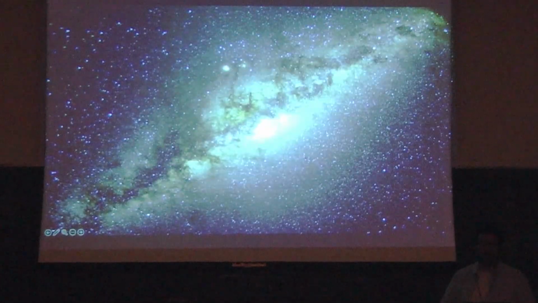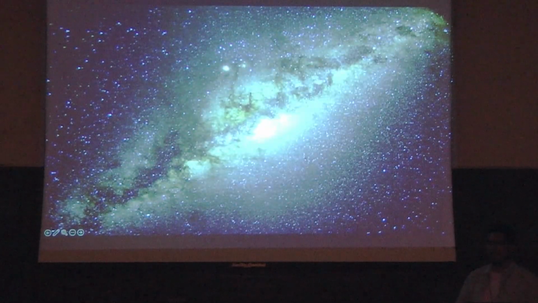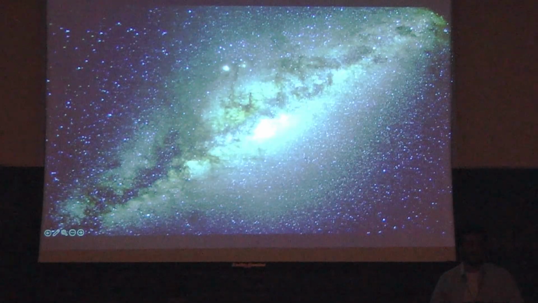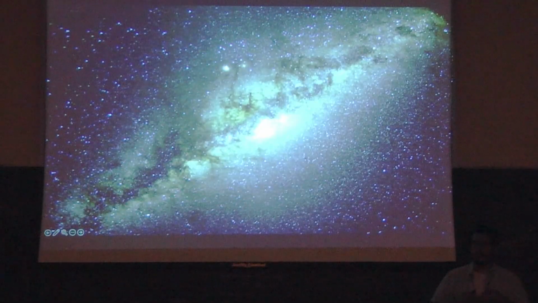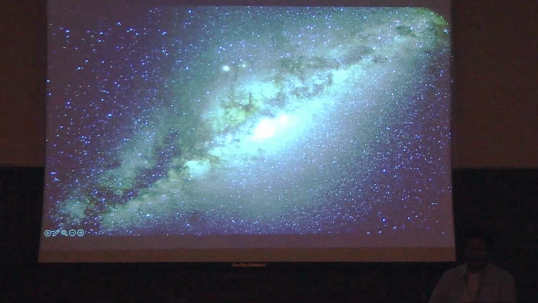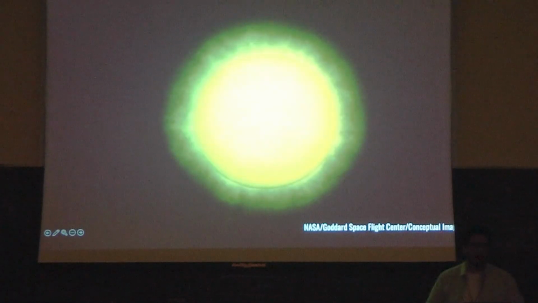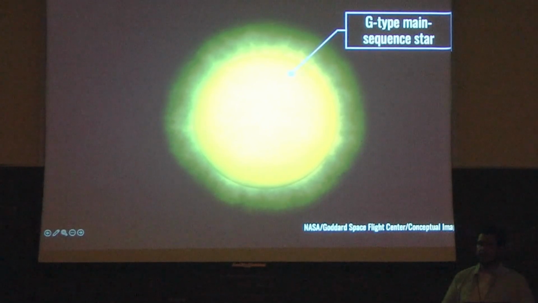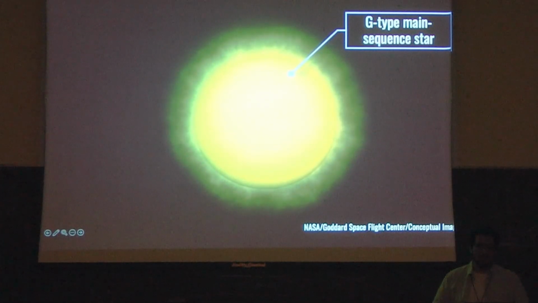And I want to first orient ourselves. So this is an image of the Milky Way galaxy, our home. And it's full of stars, on the order of hundreds of billions of stars. And perhaps the most familiar star to us all is the sun. So the sun is what's known as a G-type star. It's a main sequence star, and I'll get into that in a little bit. And it has a surface temperature of approximately 6,000 Kelvin.